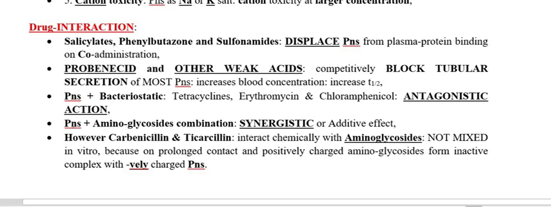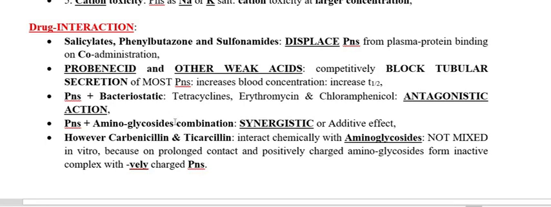The interesting point is that when penicillin is used with an aminoglycoside, the combination is called a synergistic combination, which I cited earlier while going through the aminoglycosides. Aminoglycoside is bactericidal, penicillin is also bactericidal, and in combination they give a synergistic effect. The best example is streptopenicillin: strepto means streptomycin, and penicillin means penicillin G.